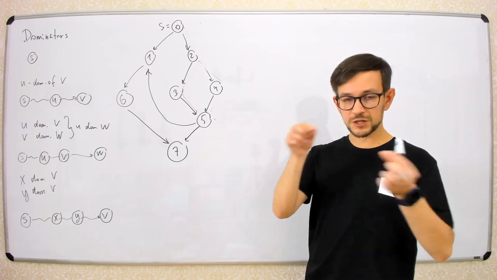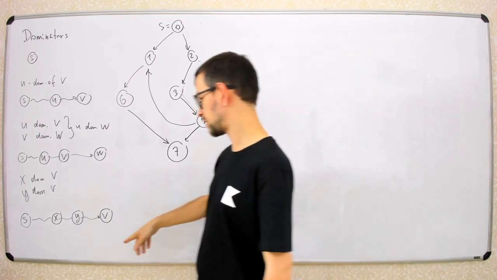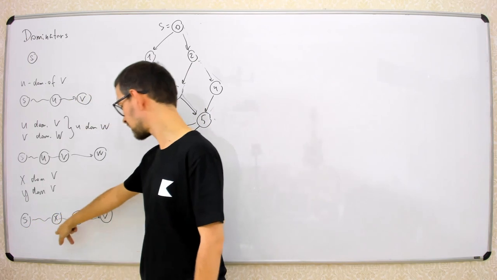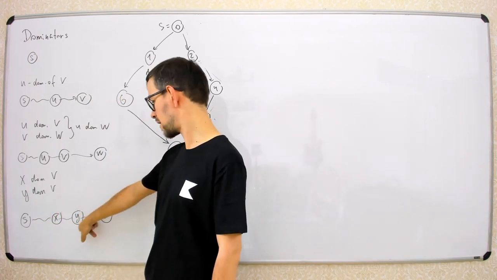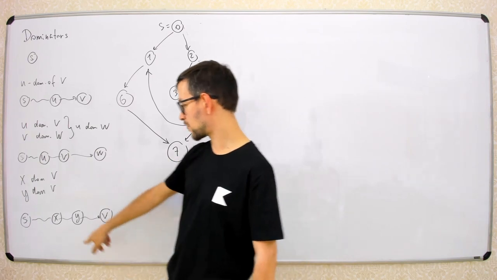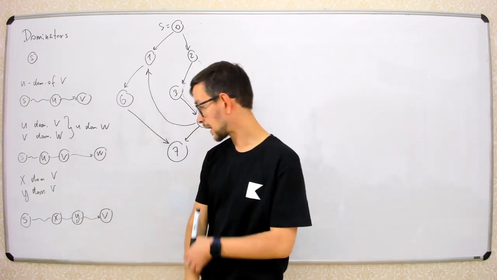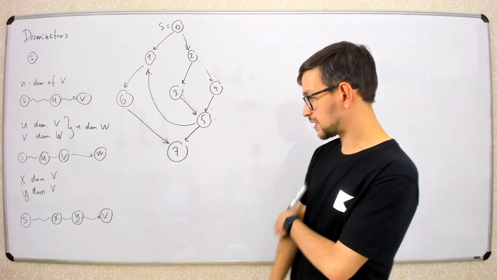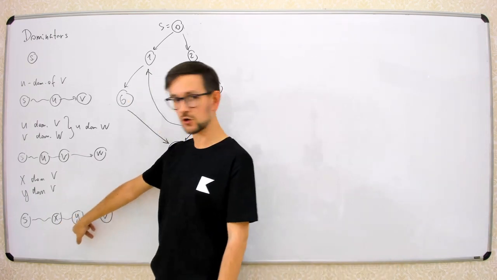So these two nodes are in some order. For example, here you start from S. First you visit X, and then you visit Y, then you visit V. Let's fix this order like this. So if you first visit X, then visit Y, then I claim that node X is actually a dominator of V, of Y.